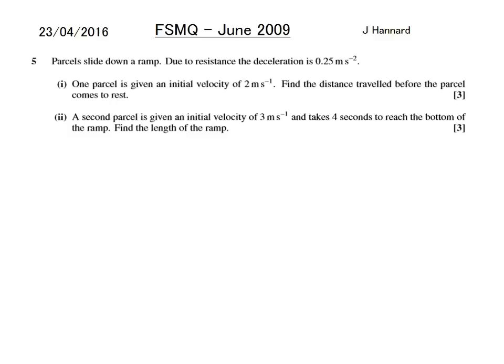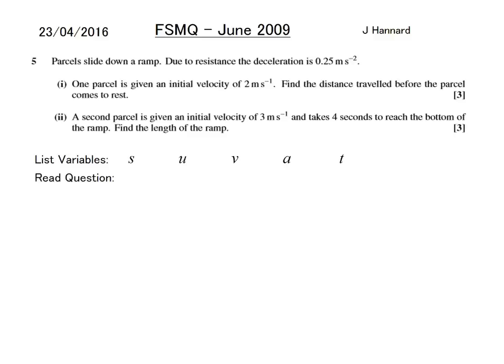Number 5, parcels slide down a ramp. Due to resistance, the deceleration is 0.25. One parcel is given an initial velocity of 2 meters per second. So find the distance travelled before the parcel comes to rest. So list your variables at SUVAT, it's constant deceleration, so you're absolutely fine to use SUVAT. So there you go, you put that along the top.